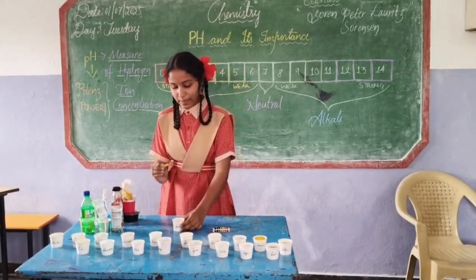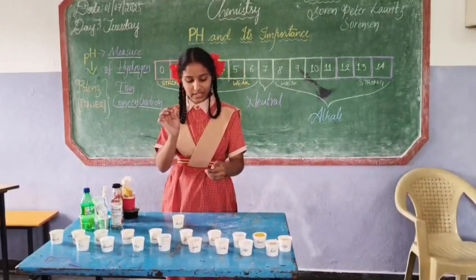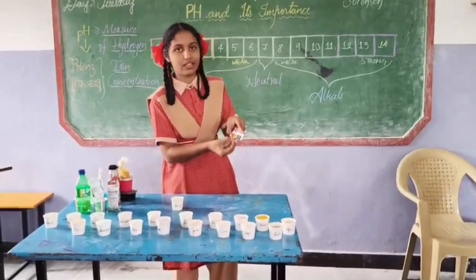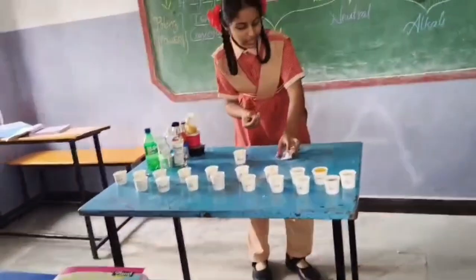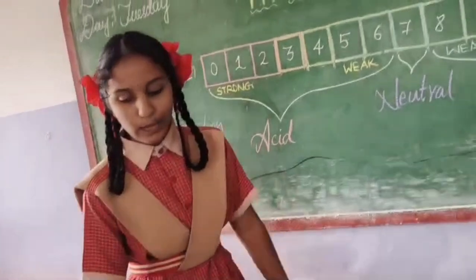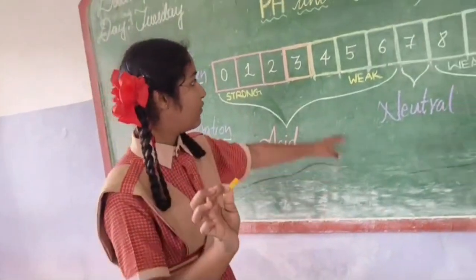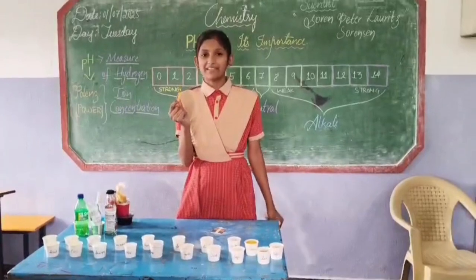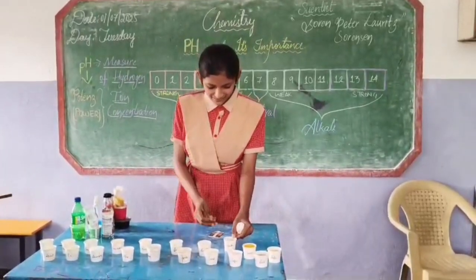Now I have dipped this paper in the spirit, but the color has not changed. It's yellow color and the number is 6. So the indicator 6 is in the acid. Now this spirit is an acid, and it is a weak acid. Thank you. Now I am dipping this pH paper in Ujala.